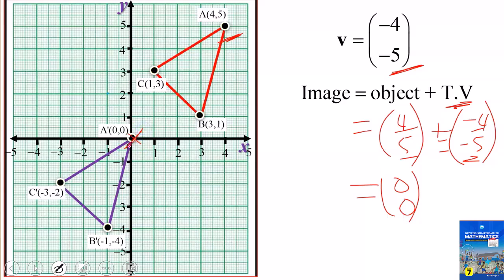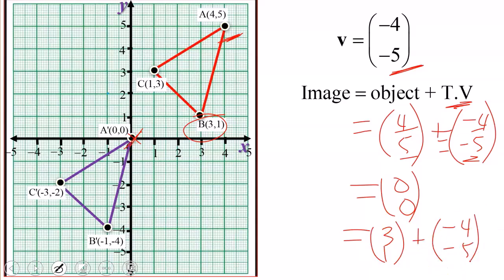Again, if the object is B, which is (3, 1), and we add it to the translation vector of (-4, -5), see what happens. 3 plus -4 will give us -1. Let me write it here, -1. And then 1 plus -5 will give us -4. So you can see that our image should be (-1, -4). And you can see that is exactly what we see here in B as (-1, -4). So you can use this formula to plot, or you can plot it by moving the point in the x and y direction.